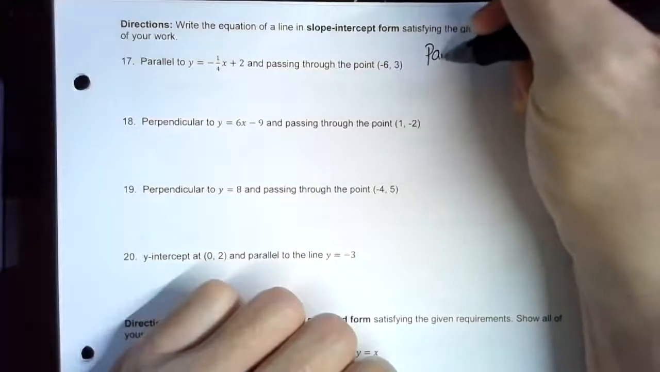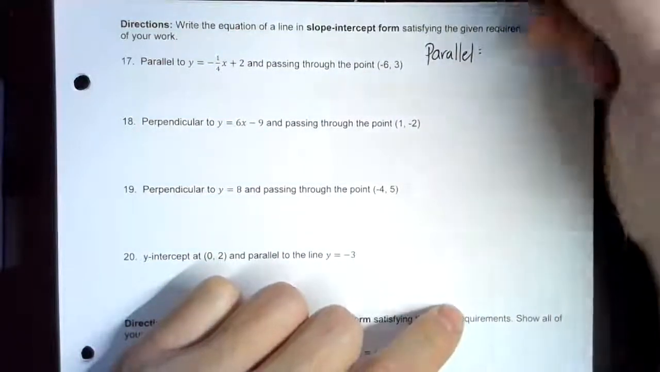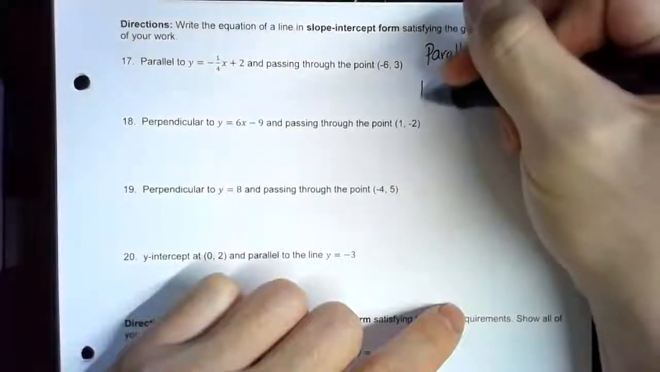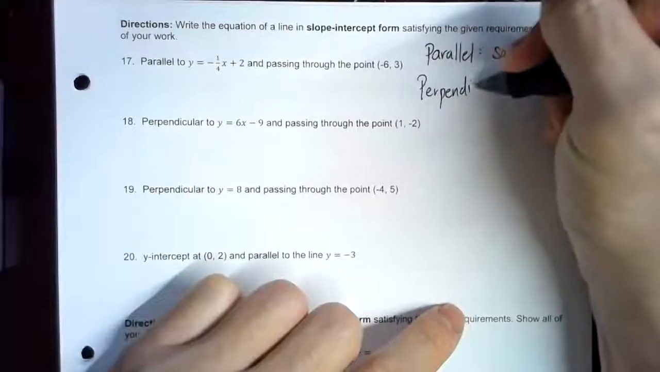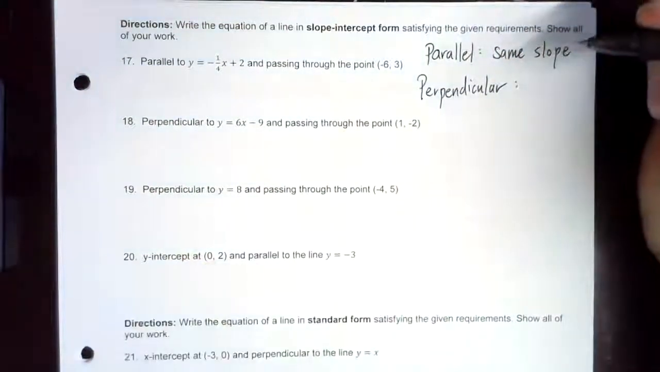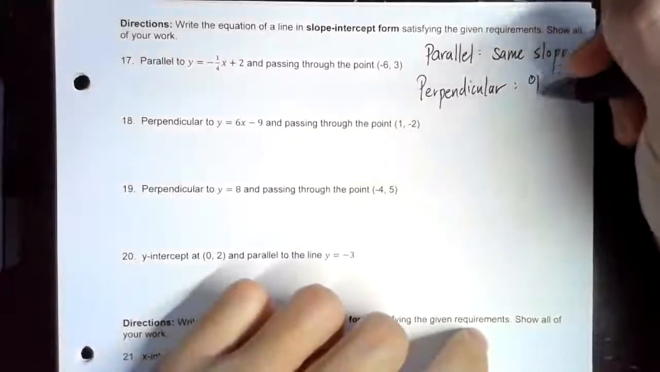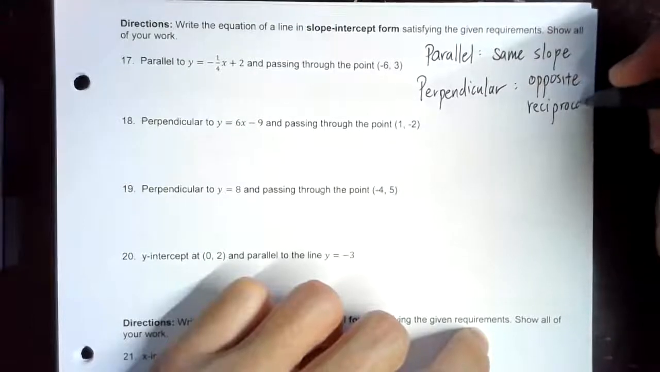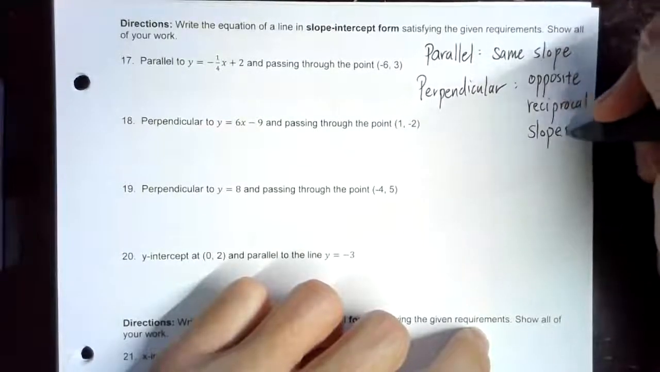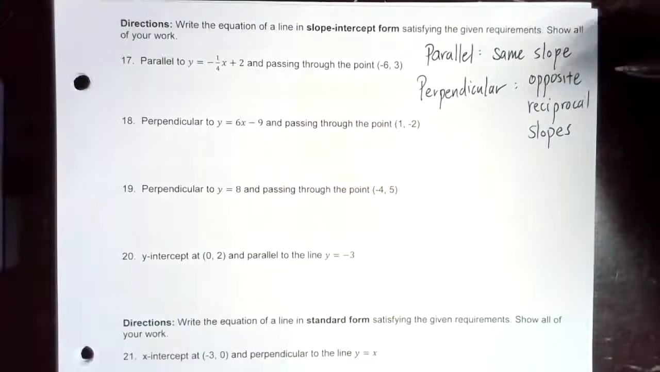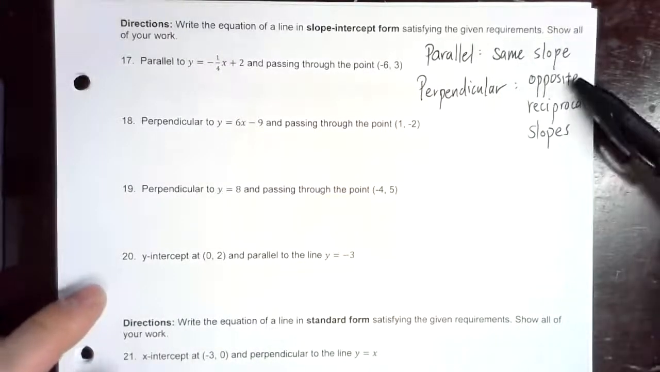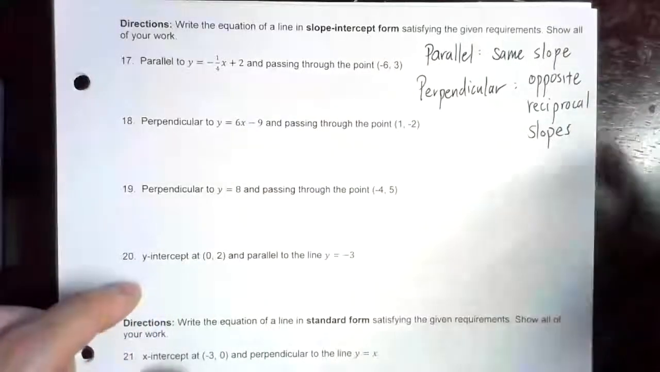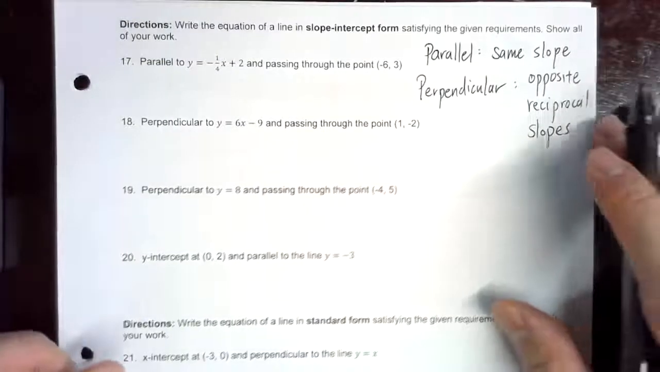I'm going to write down what we need to know again. Parallel means the same slope. And perpendicular, please write this down so you have it in your notes, means opposite reciprocal slopes. That's the definition of two lines that are perpendicular. One slope is positive, one is negative, and they are reciprocals, which means they have to be the flipped versions of one another.